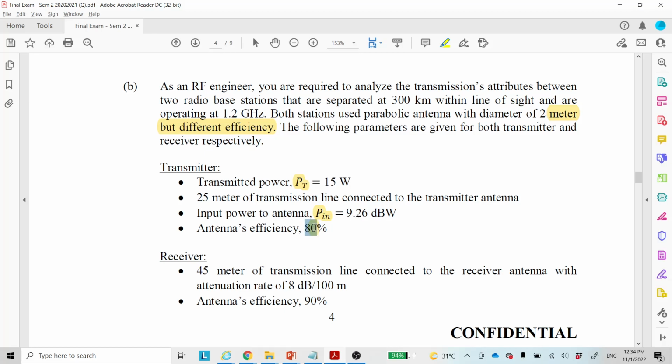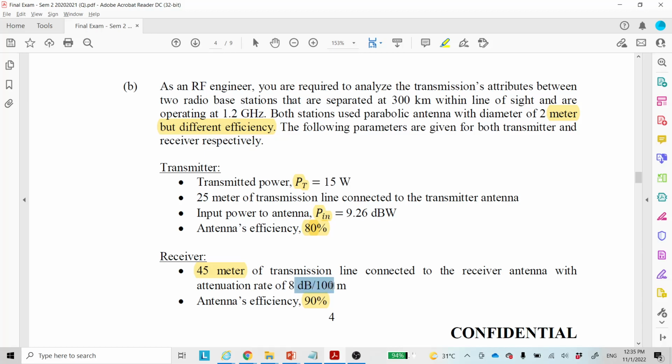Okay, 80%. What about receiver? Receiver, kalau kamu lihat receiver, dia punya transmission line yang menghubungkan antena dengan receiver adalah sepanjang 45 meter. Okay. And the losses, ini diberikan LR. LR diberikan, losses pada receiver transmission line is equal to 8 dB per 100 meter. 8 dB per 100 meter. And the efficiency is 90%.